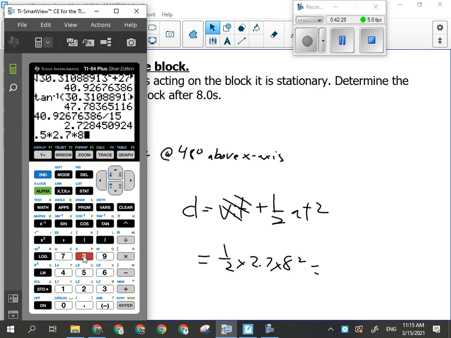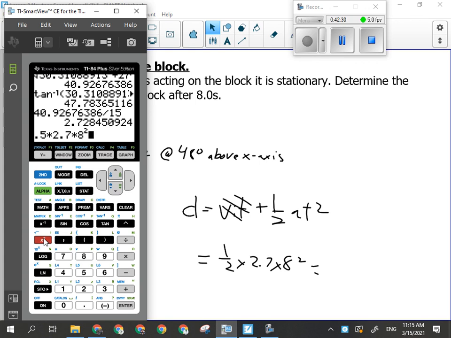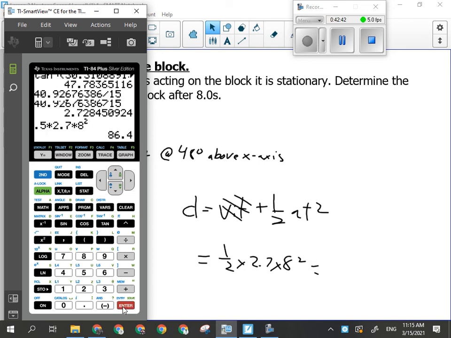And you'll notice I'm using the rounded value here. I'm going from part A to part B. The significant digits are already done. I use that calculated rounded value carried over to part B, not all of my decimals. All right, so we're looking at 86.4, so we only have 2 significant digits here, so 86 meters.